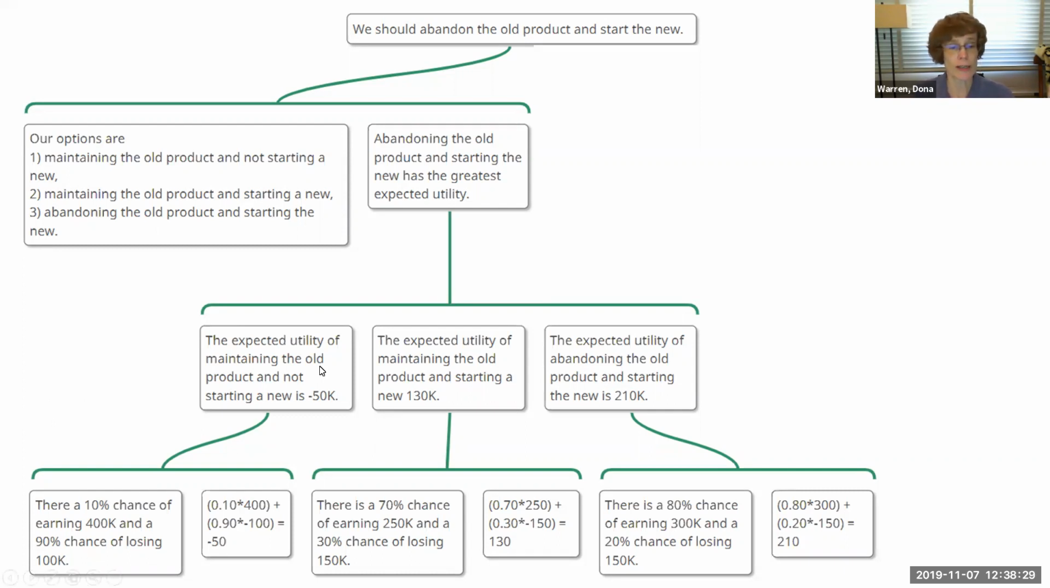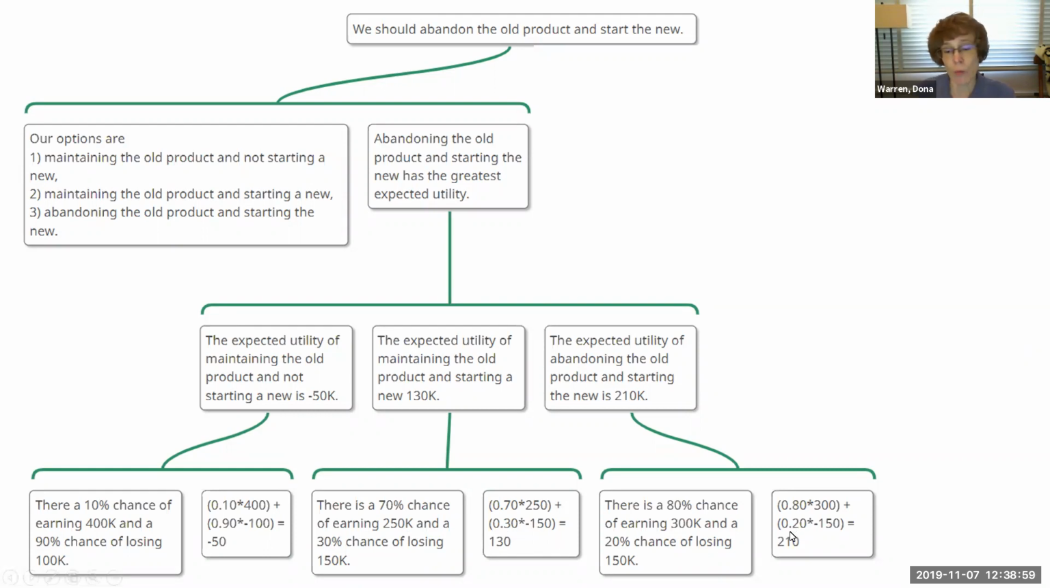Now suppose we're going to consider the second option, maintain the old product and start a new one. We think that maybe there's a 70% chance of earning $250,000 if we do that, and a 30% chance of losing $150,000. Multiplying those numbers up, doing the math, well, that's better. That's a lot better. There's an expected utility of gaining $130,000 a year if we keep the old and start the new.